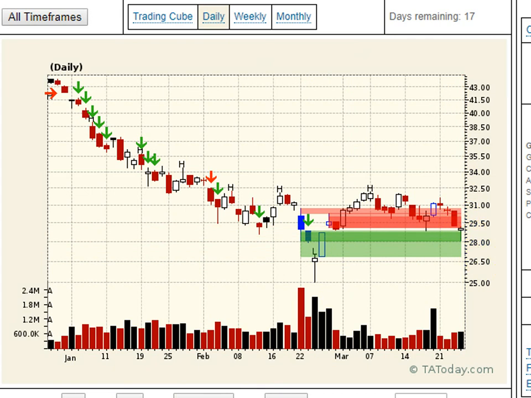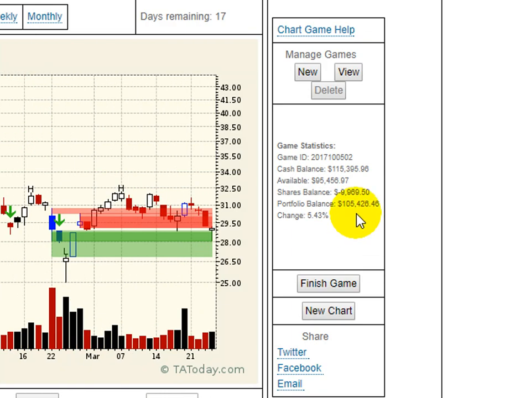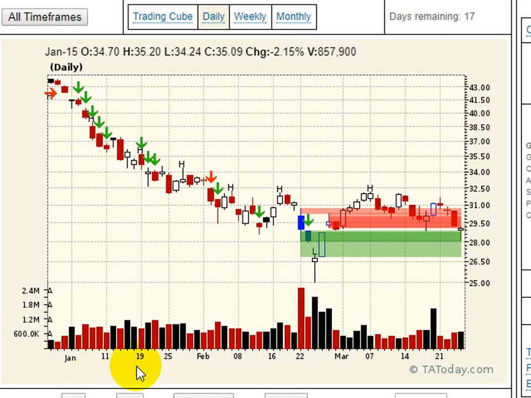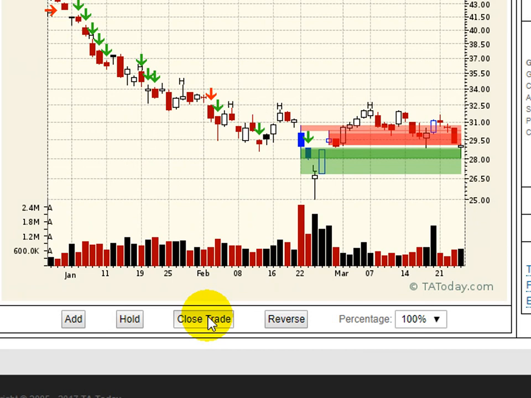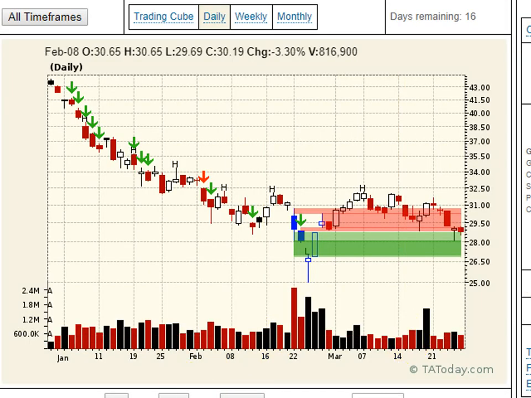So at this point, we've made a little bit more money. I'm going to go ahead and finish that game, and actually I'm going to finish the trade. I'm just going to close the trade 100%, book the money, and then I'm going to put you on pause, and then I'll let the rest of the chart play out here while you're on pause.